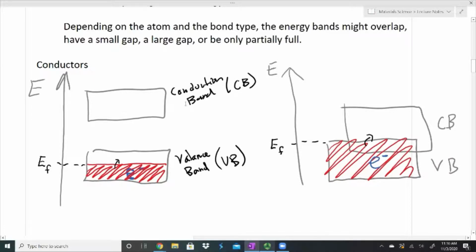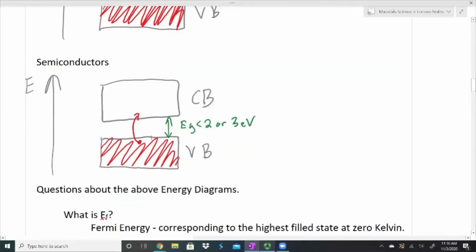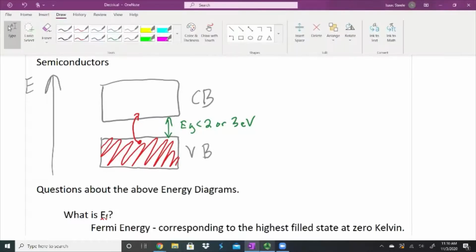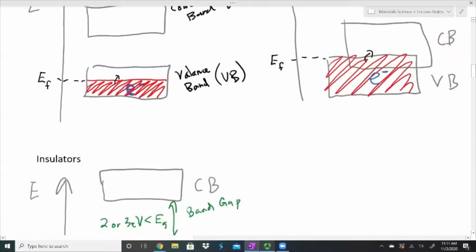And then we have this upper band that's empty that we call the conduction band. If I can add just a tiny bit of energy and promote something into the conduction band, we call it a conductor. If I'd have to put a ton of energy in to promote an electron, we call it an insulator. And if I put a little bit of energy in, nothing happens. But if I put enough in, but it doesn't have to be too much, kind of somewhere in between, we call that a semiconductor.